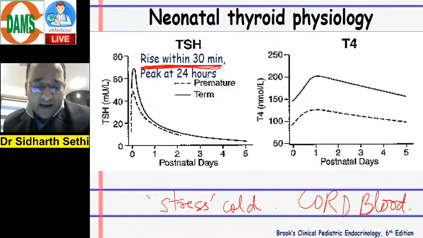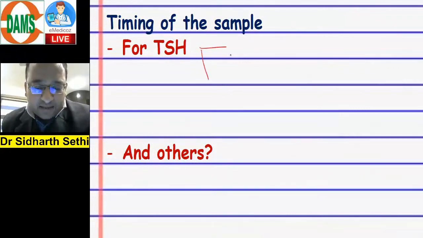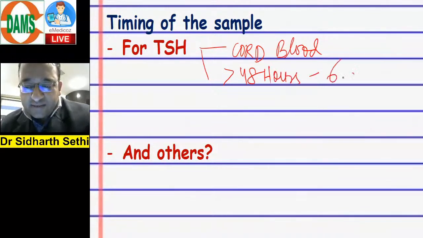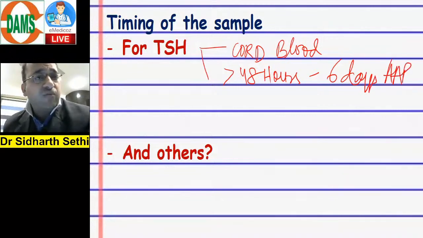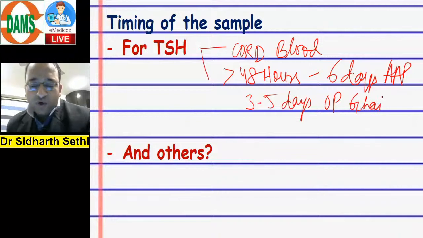So what is the best time to do TSH? Either you do a cord blood or you do it after 48 hours to 6 days. This is according to the American Academy of Pediatrics. The American Academy of Pediatrics says after 48 hours to 6 days, and even your OP Ghai textbook says 3 to 5 days. So either you do cord blood or after 48 hours.